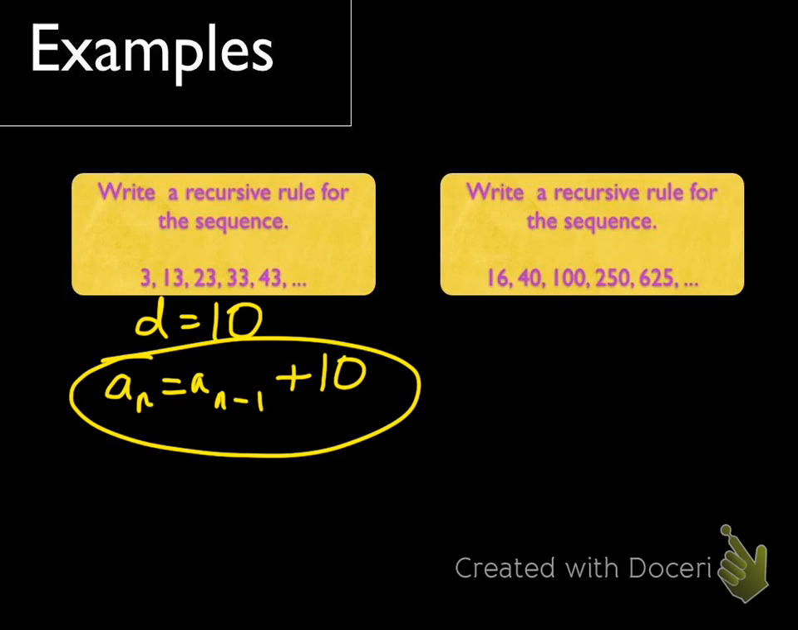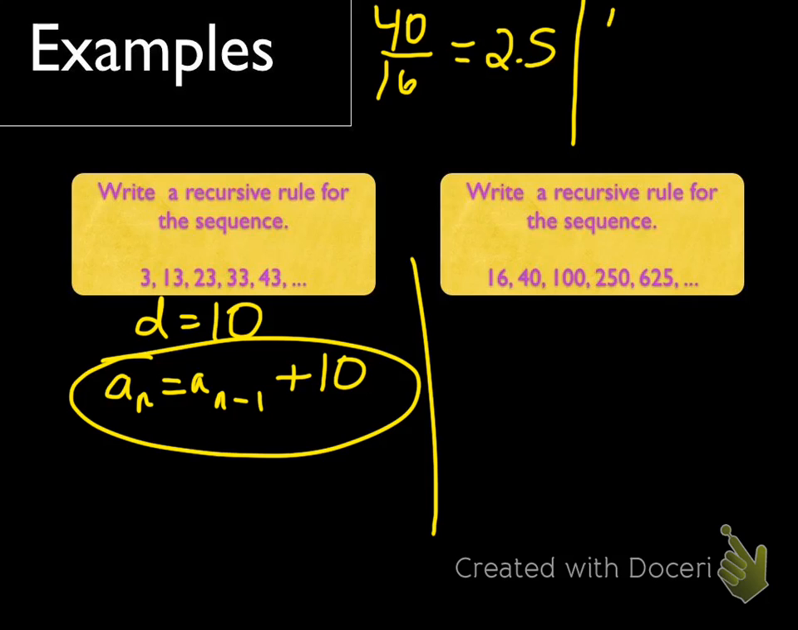This one clearly is not arithmetic, so I'm going to go check and see if it's geometric. Let's go up to the top here and see if we can find a common ratio. To do that, I'm going to take the second term divided by the first term. See what that is. 40 divided by 16. I'll take a decimal, that's fine. 2.5, okay. And then let's take a look at 100 divided by 40. Oh, sweet. 2.5. I think 250 divided by 100 is also 2.5. So our common ratio is 2.5.